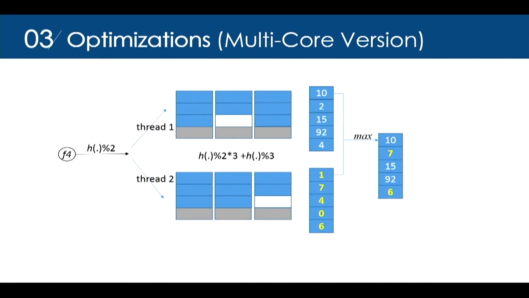And the last version is called the multi-core version. For each CPU core, we create a thread. For each thread, we build a sketch. When all the sketches are built completely, we merge all the sketches into one. For the light part, we can also use the max value to achieve high accuracy.